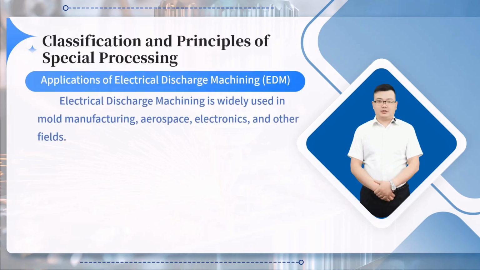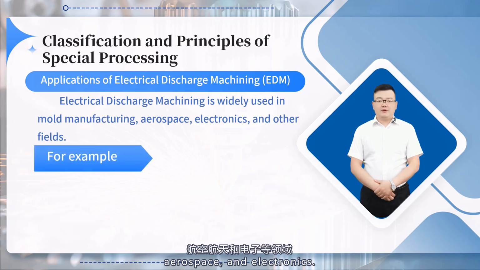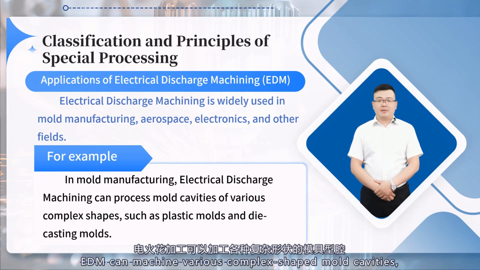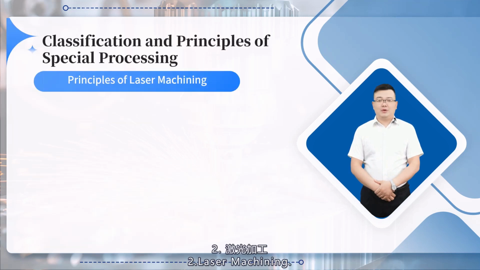Application: electrical discharge machining is widely used in fields such as mold manufacturing, aerospace, and electronics. For example, in mold manufacturing, EDM can machine various complex-shaped mold cavities, such as those for plastic molds and die casting molds. 2. Laser machining principle.